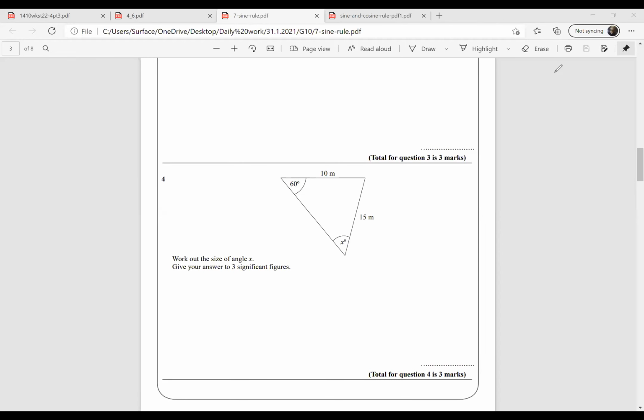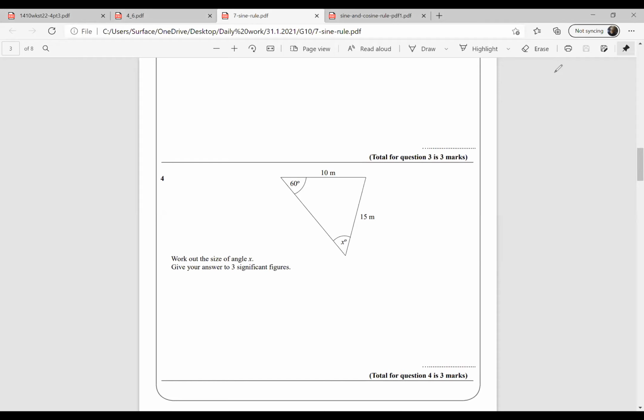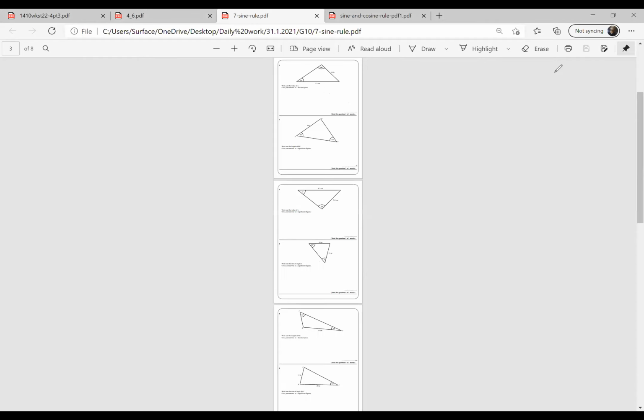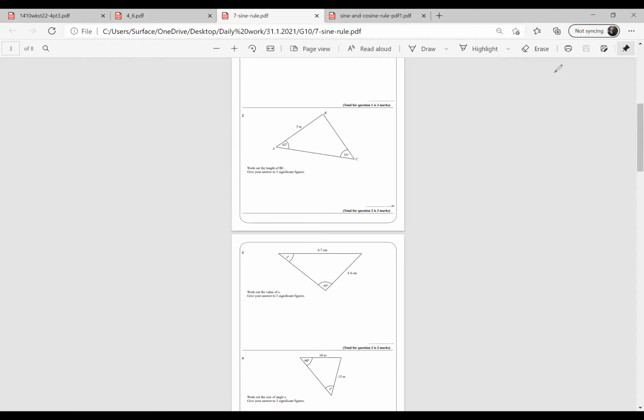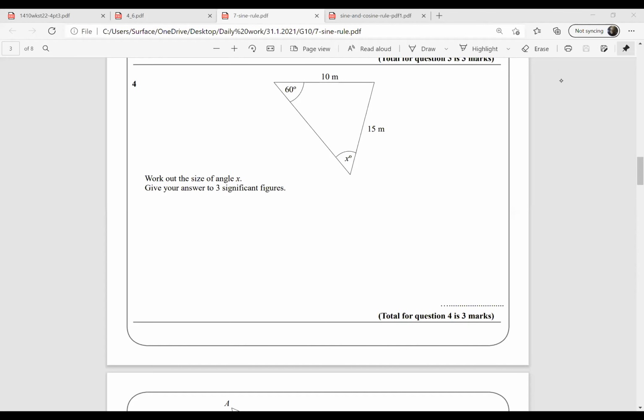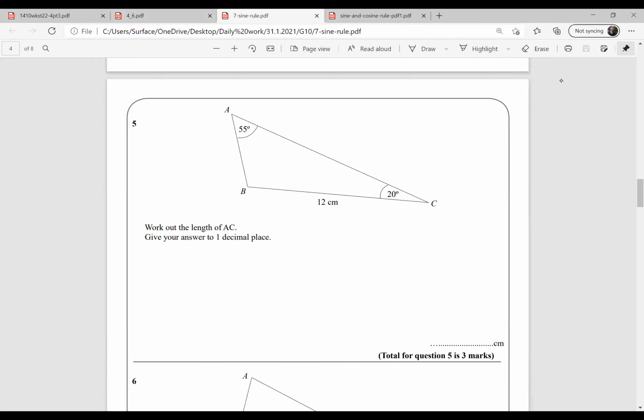Number 4 and 5 are homework. Four and 5, okay, homework.